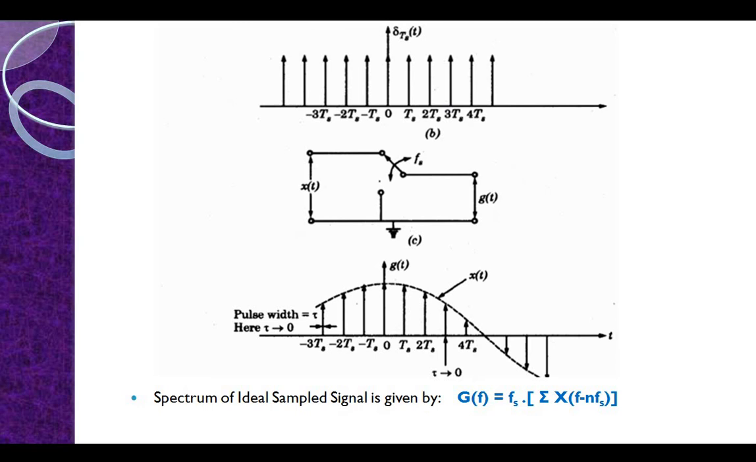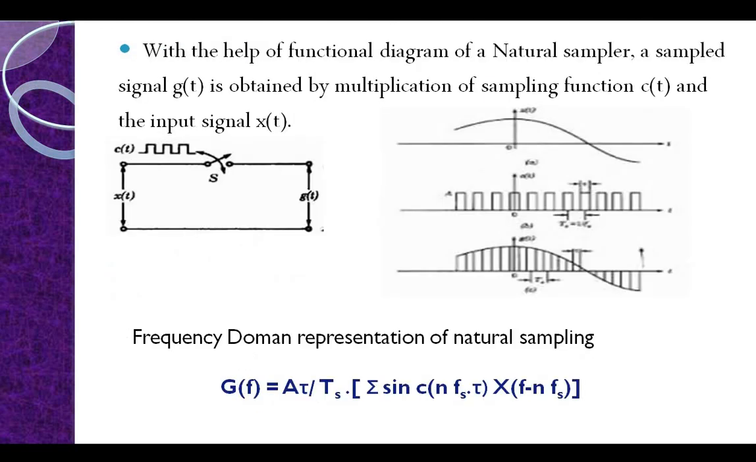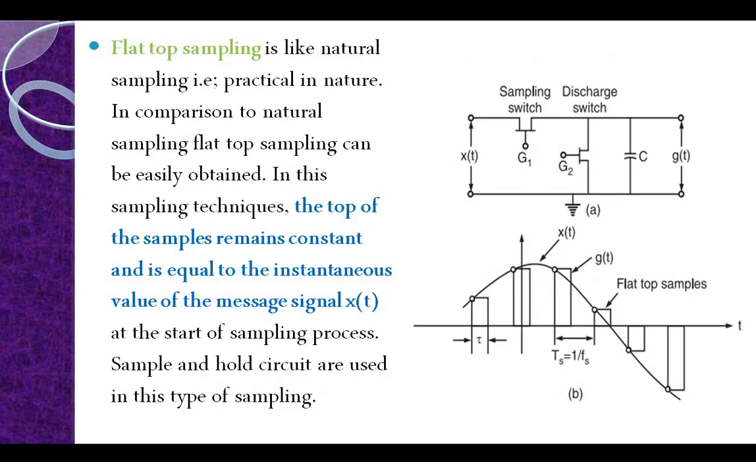Then comes natural sampling. In natural sampling we get a train of pulses that are sampled, but the amplitude changes according to your message signal. That should not be done; it should be constant. That you get by using flat top sampling. Most communication systems use flat top sampling only.